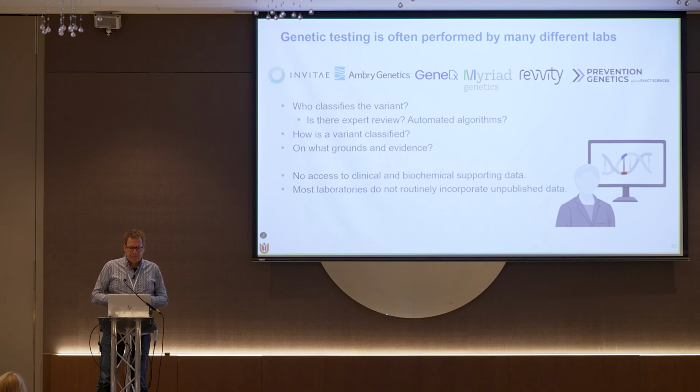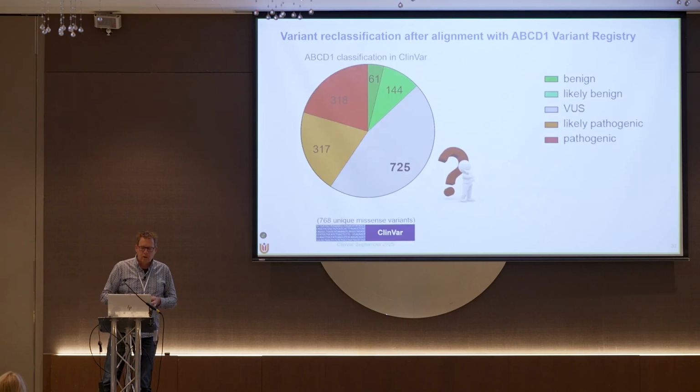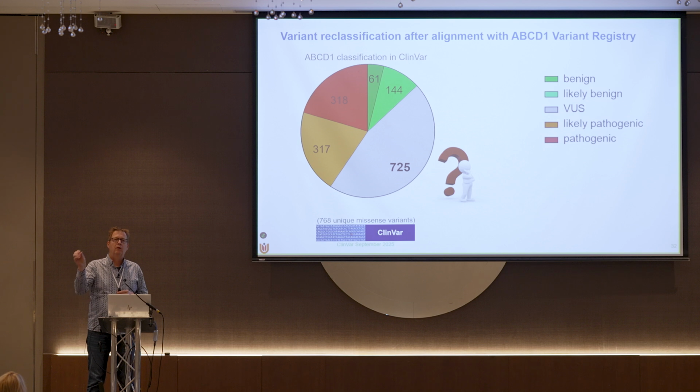And also what I noticed is that most of these companies only use published information to classify the variant. And to give you an example, these are all the missense variants. So these are variants in which 1 building block of the protein is changed. We call it a missense variant. And in ClinVar, there are like 1,500 missense variants in ALD, and you can classify them in 5 genetic classes. Class 1, 2, 3, 4, and 5.